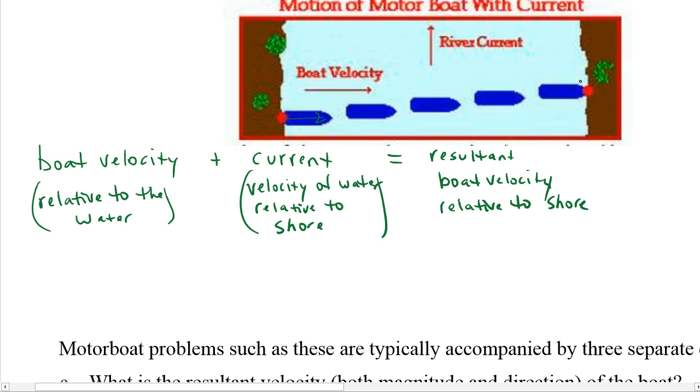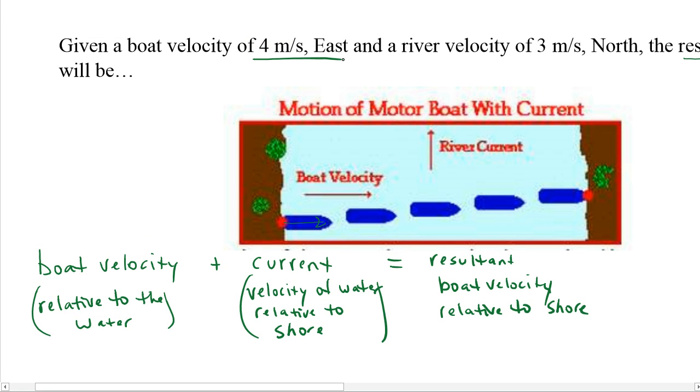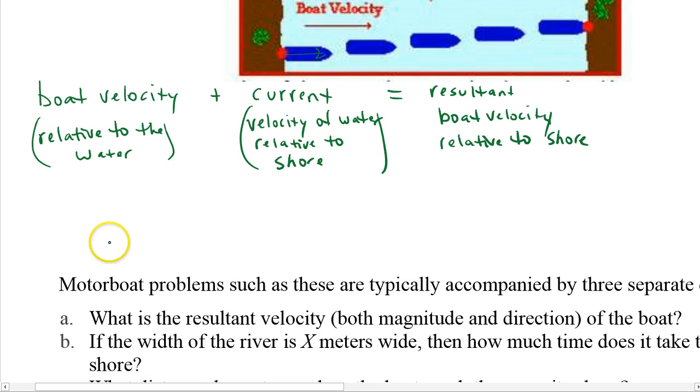Okay, so in this question we have 4 meters per second is the boat. Is that what it was? Yeah, 4 meters per second east, and then the river is 3 meters per second north. Okay, so we can draw a diagram. So we got 4 here, and then we have plus 3, and I think you're anticipating my resultant is going to be 5, right?